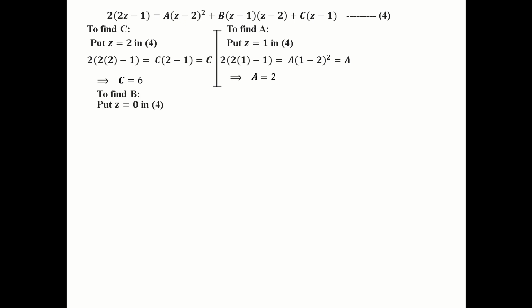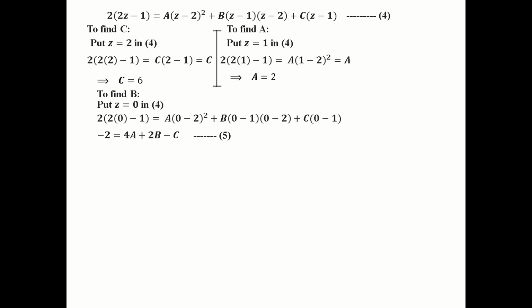Next to find b, put z is equal to 0. I am taking z is equal to 0, it is the easiest way. For any problem you can take like this. So 2 into 0 minus 1 is equal to a into 0 minus 2 whole square, plus b into 0 minus 1 into 0 minus 2, plus 0 minus 1, c into 0 minus 1. So left hand side you will get minus 2. In the right hand side you will get an equation in a, b, c: 4a plus 2b minus c. That is equation number 5.